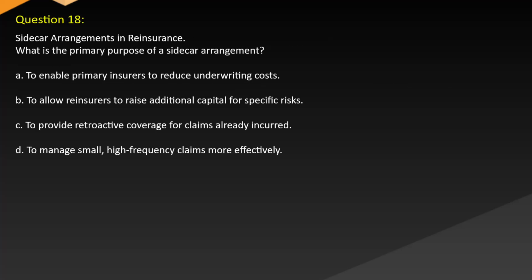Question 18. Sidecar arrangements in reinsurance. What is the primary purpose of a sidecar arrangement? A. To enable primary insurers to reduce underwriting costs. B. To allow reinsurers to raise additional capital for specific risks. C. To provide retroactive coverage for claims already incurred. D. To manage small, high-frequency claims more effectively.